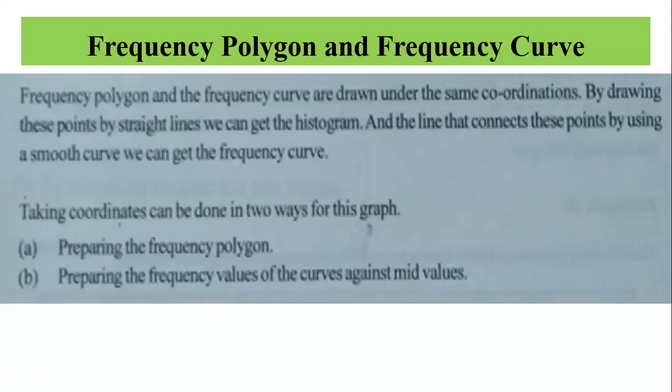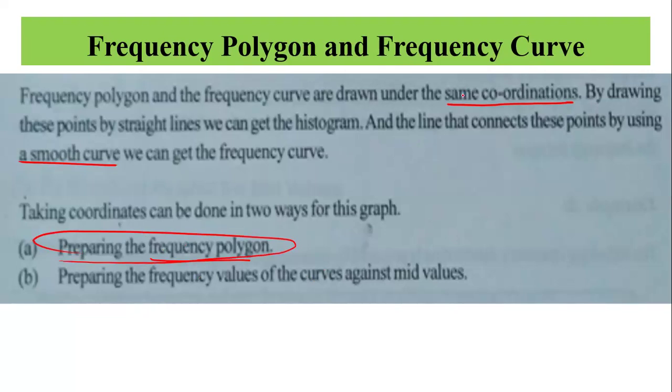Now, when preparing the frequency polygon and also the frequency curve, they are drawn using the same coordinates. By joining these points with straight lines, we get the frequency polygon, and the line that connects these points using a smooth curve is the frequency curve. These coordinates can be obtained in two ways for this graph: through the histogram, or by preparing the frequency values against the mid values.